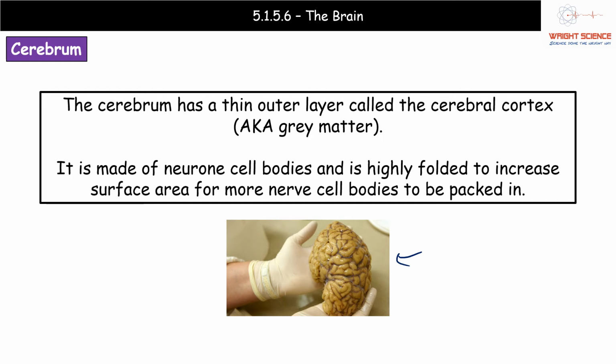So if we think back to the previous video, we said grey matter is made up of those non-myelinated neurons. What we can see in that picture of the brain is that it's not got a smooth surface on it. You can see there's lots of folds in there. And the reason we've got this highly folded surface of that cerebral cortex is because it increases the surface area. Again, one of those common themes that runs through biology. If we've got a surface that is incredibly folded, it's to increase the surface area. And in this case, that higher surface area means we can get more nerve cell bodies into that same volume.